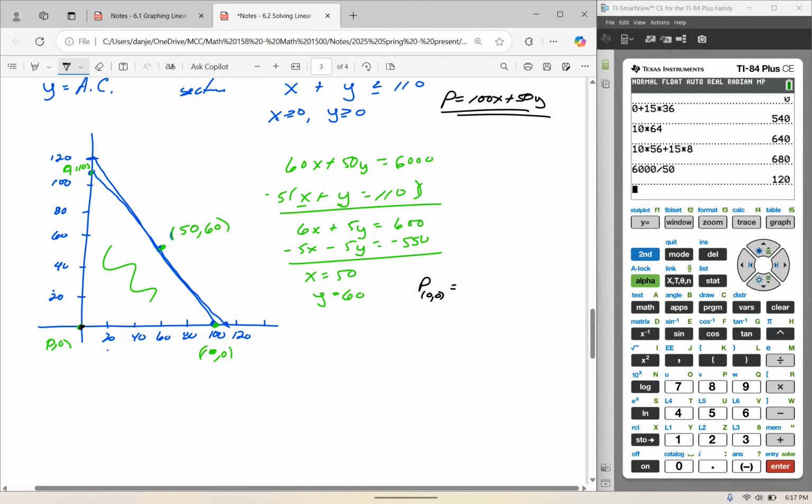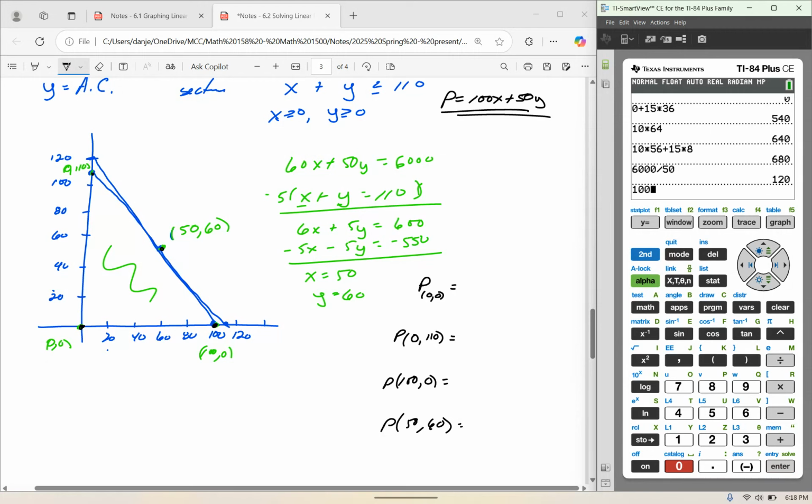So I want to find my profit at the corner point 0, 0. I want to find my profit at the corner point 0, 110. I want to find my profit at the corner point 100, 0. And I want to find my profit at the corner point 50, 60. So again, I'm going to do all those calculations.